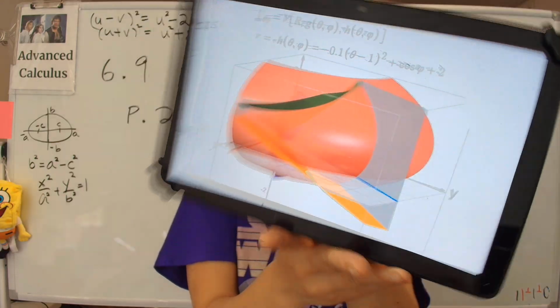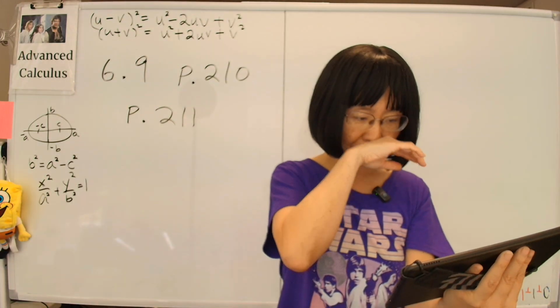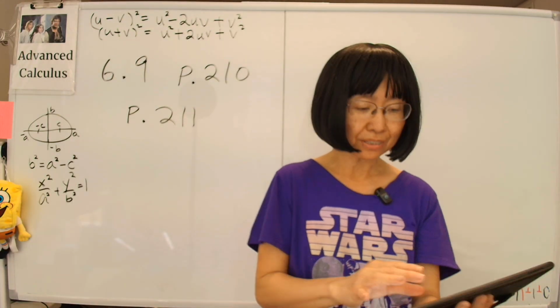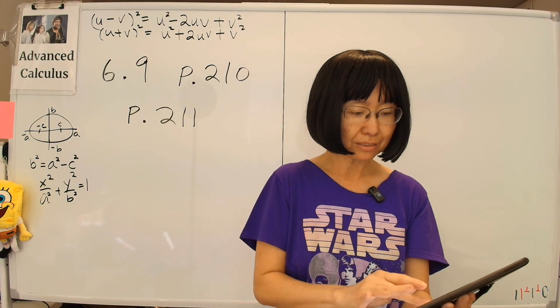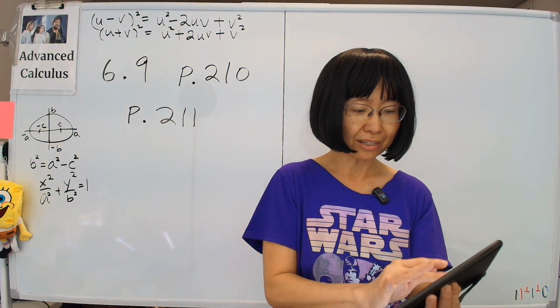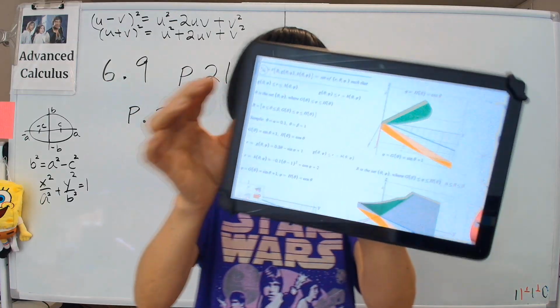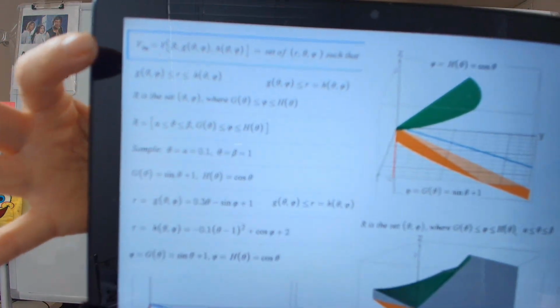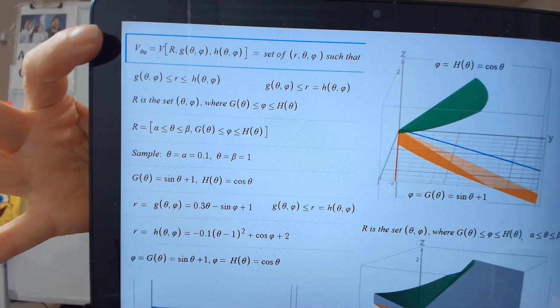I didn't get rid of the extra stuff because it was getting too complicated. So this is just to give you an idea of what the solid of integration, that is, what the V of theta, phi looks like.